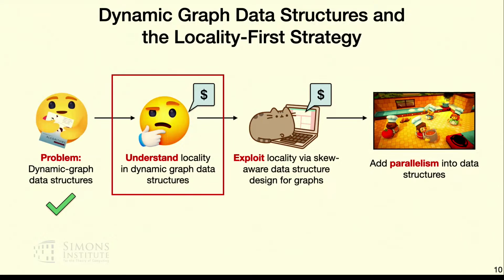So the first step is to identify a problem that you might be interested in engineering. This problem that we just talked about is dynamic graph data structures. The next step is to understand the locality in these dynamic graph data structures, and then try to exploit it once you understand what is possible in the problem, and then only at the end to add back in the parallelism. So in the end, we want both locality and parallelism optimized codes because you can't achieve peak performance without both, but this is just a temporal order to follow because you have to pick something to do first.